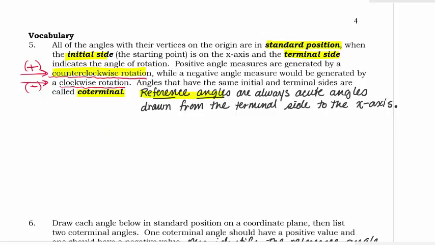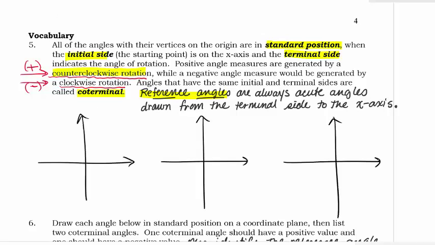And lastly, reference angles are always acute angles drawn from the terminal side to the x-axis. So we're going to look at 3 examples. So go ahead and draw 3 x and y axes. I'll do that right now. You do that on your paper.